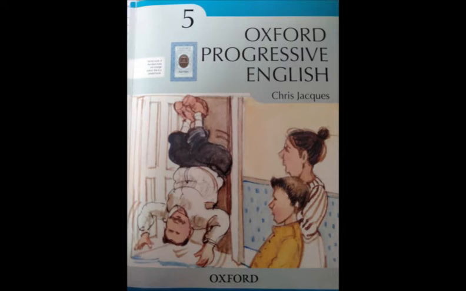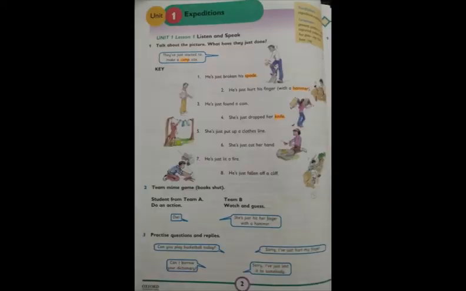And you can see the title of your book is Oxford Progressive English. Please open unit number 1, that is Expeditions. Today we will do its lesson number 1 and lesson number 2. Before starting the chapter, we must have an idea about the topic, and that is expedition.